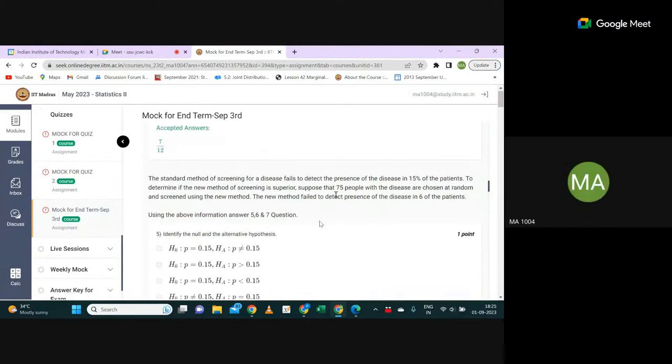When t is less than t, okay. Before going to that, there are 75 people with the disease status chosen at random. Let's convert it into this form. Suppose I have chosen the ith person. There will be only two cases, right? Whether it will be detected or it will not be detected, correct? Yes, a Bernoulli situation.